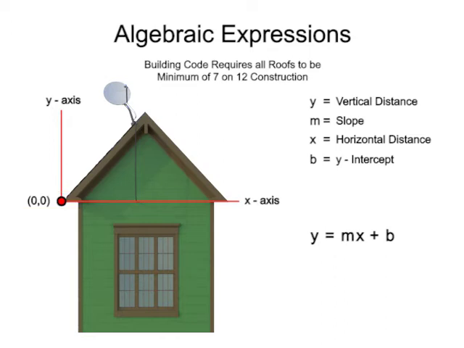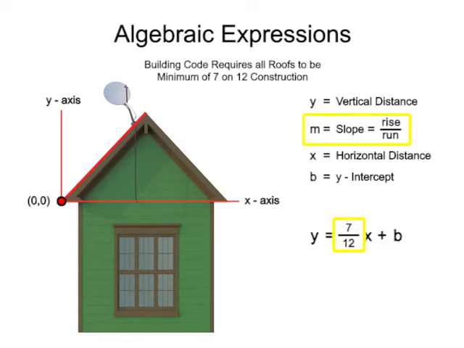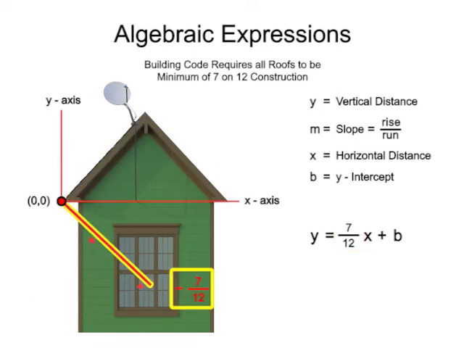Let's apply this format to the line that represents the slope of our roof. Start with y, which is the vertical distance we want to find. Next is the slope, m. Our slope is defined by the local code, which stated that for every 7 feet of rise, we need 12 feet of run. So the slope for the roof is 7 over 12. The line of the roof is sloping upwards away from the origin, so our slope is positive. If the line were sloping down and away from the origin, the slope would be a negative number.